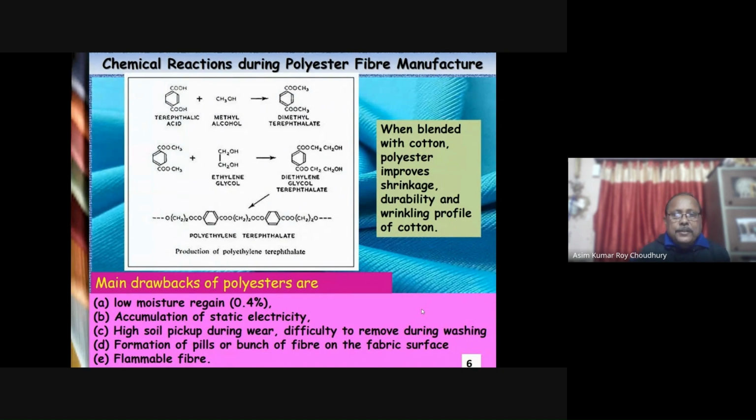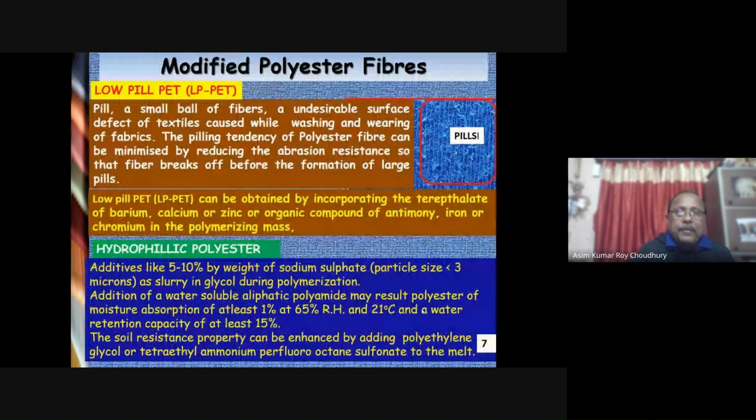Main drawbacks of polyester are low moisture regain, as low as 0.4%, accumulation of static electricity, high soil pickup during wear, difficulty of soil removal during washing, formation of pills or bunches of fiber on the fabric surface, and it is a flammable fiber. Now, pilling is a problem for polyester manufactured material. These are the pills. These are formations of small balls of fiber on the surface of the fabric during washing and wearing.